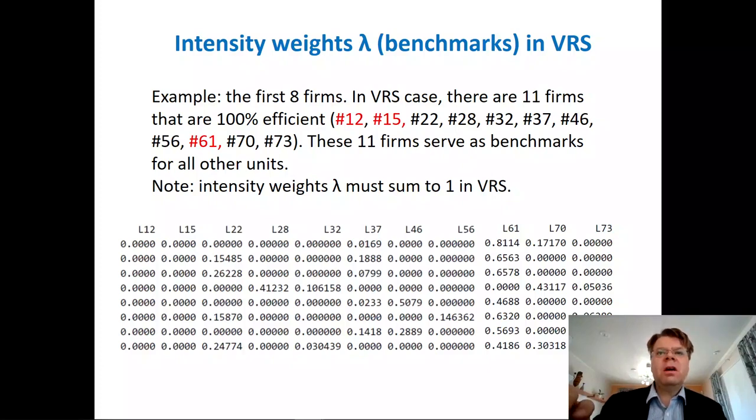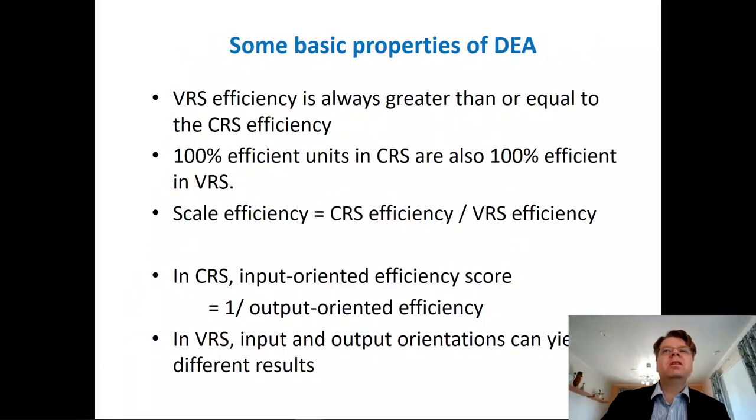So let me summarize a couple of basic properties of the DEA that you might have already noticed. So firstly, I already pointed out that the efficiency score in the variable returns to scale specification is always greater than or equal to that in the constant returns to scale specification. That always happens if you calculate the efficiency scores correctly. Or if you obtain some other result, then there's some kind of error.